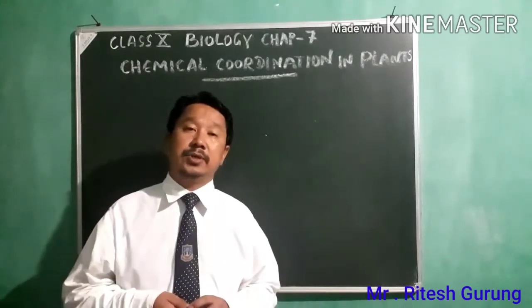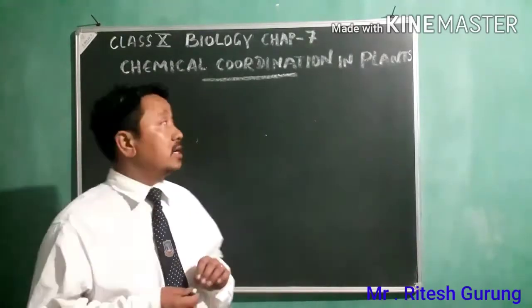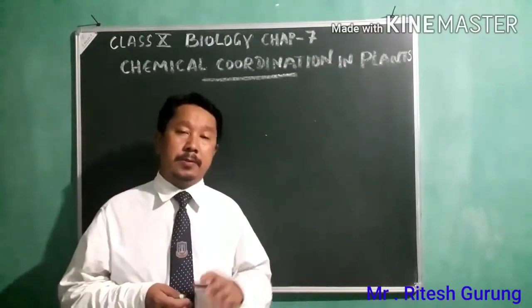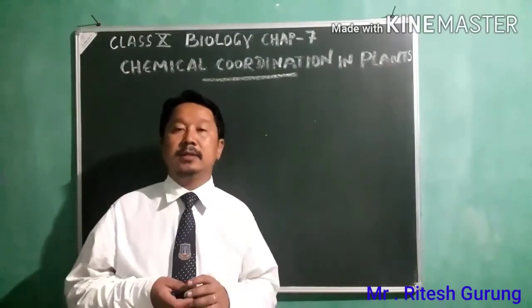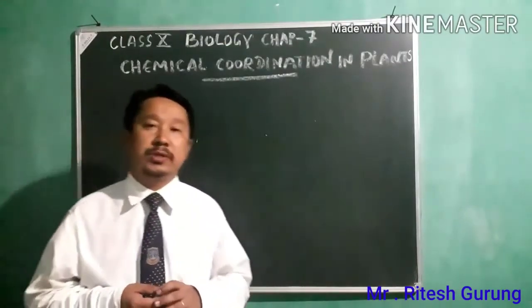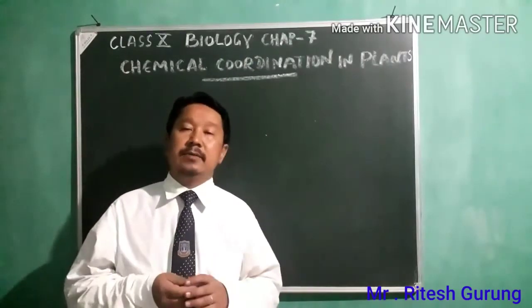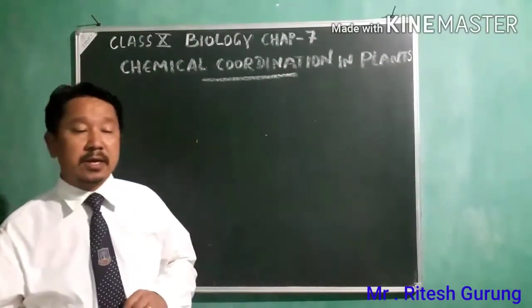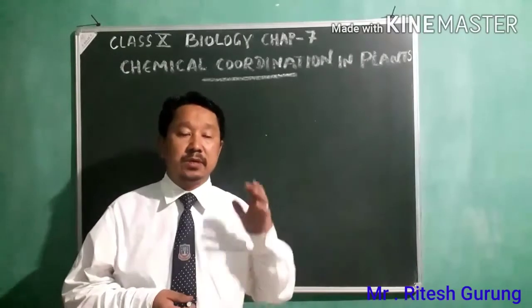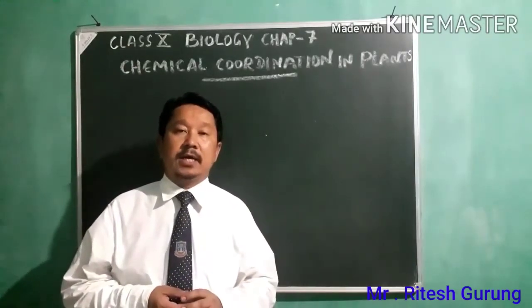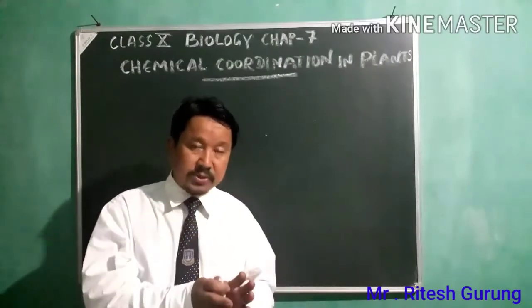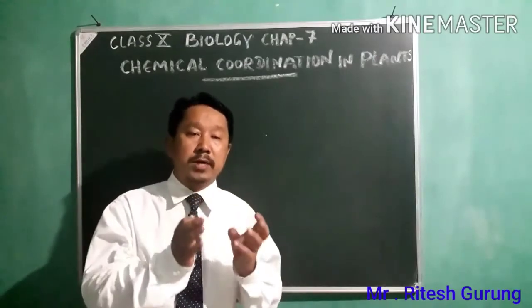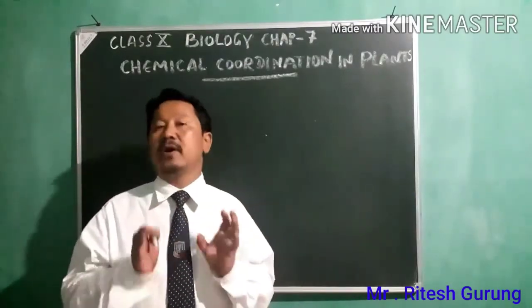Dear class 10, today we'll start a new chapter, number 7, that is chemical coordination in plants. In all living organisms, as you all know, there are many systems with different functions. All those systems need to be controlled and coordinated by some systems or some substances so that they can work in a very efficient and effective way.